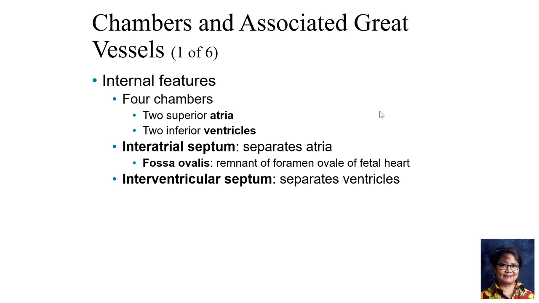So let's take a look at the chambers of the heart that are associated with the great blood vessels, the blood vessels that either deliver blood back into the heart or are responsible for carrying blood to the lungs. You will have a total of four chambers: two superior chambers, which you call the atria, and two inferior chambers, which you call the ventricles. The receiving chambers are your atria, and the pumping chambers are the ventricles. Between the two atria there's the interatrial septum, separating the atria. The interventricular septum is bigger than the interatrial septum, because this is the pumping chamber of the heart.